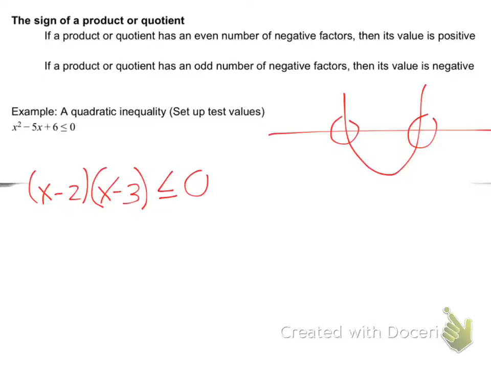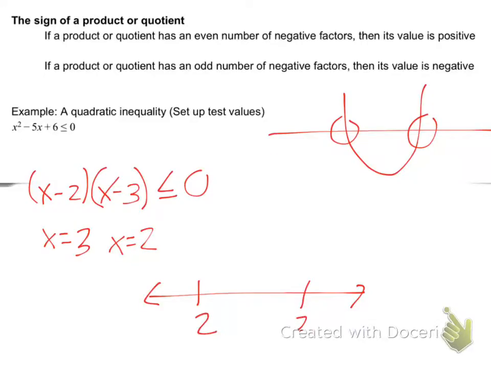That means our critical points would be where? X equal 3 and x equal 2. Now those are switched. I heard 3 first. Which means when I go to put this on my number line, 2 goes here, 3 goes here. Are these equal to or not equal to? Are they included or not included? They're included because the sign here says that it can be equal to 0. So they're both included.